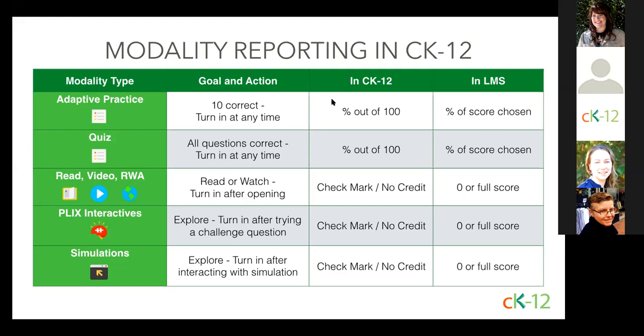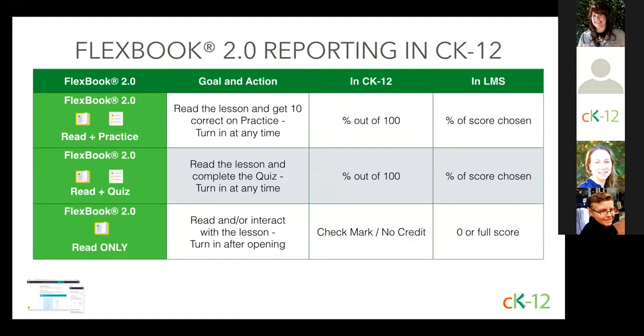Now, FlexBooks 2.0 is a little bit different. Because when you assign FlexBooks 2.0 reads that have attached practice, we're not giving a separate check mark for that read. We're just giving the percentage for the practice. And the same if you swap out practice for a quiz. It would be like grading for the quiz itself.